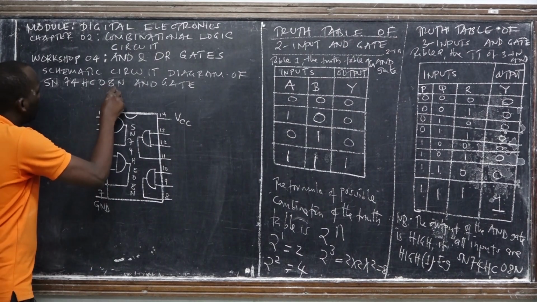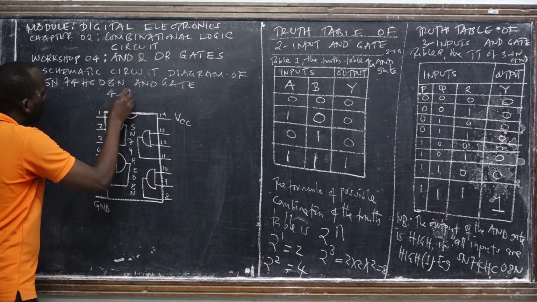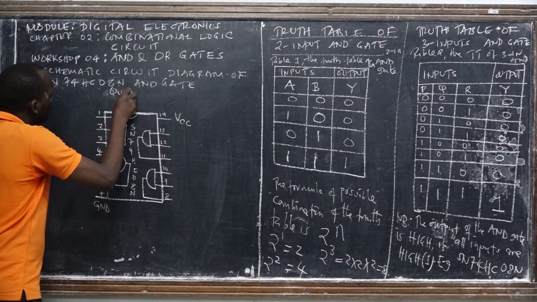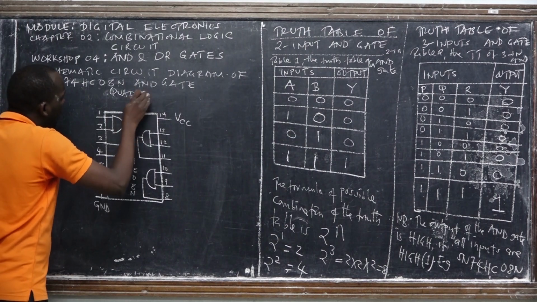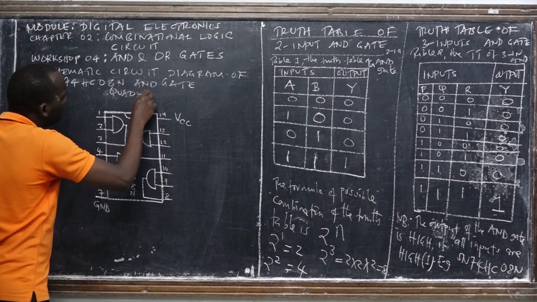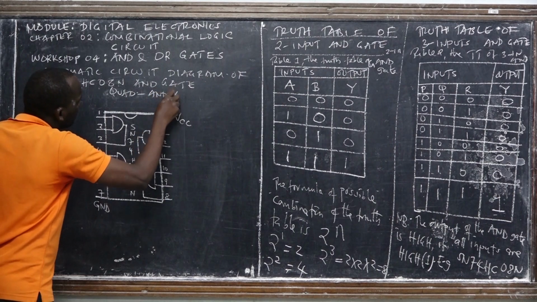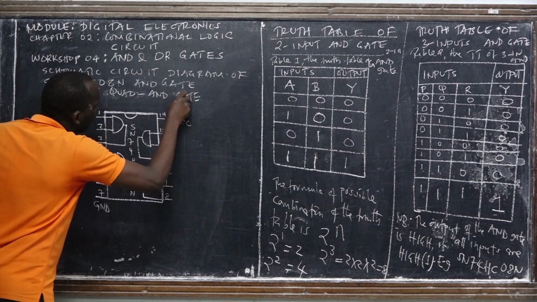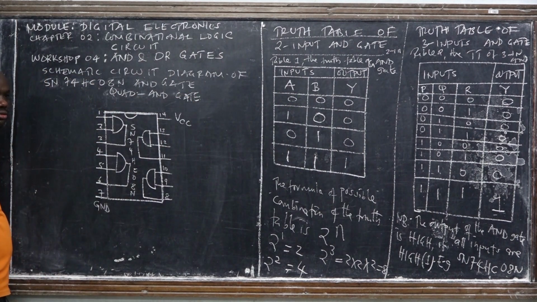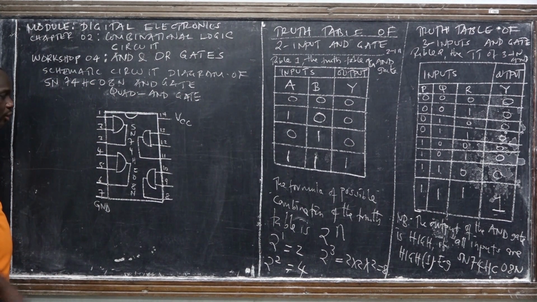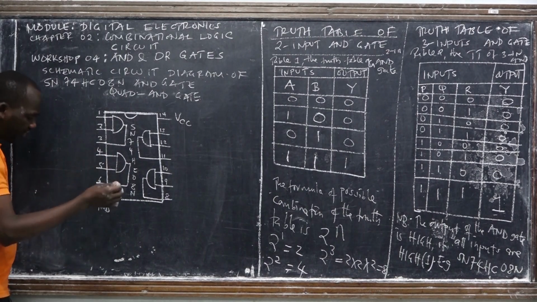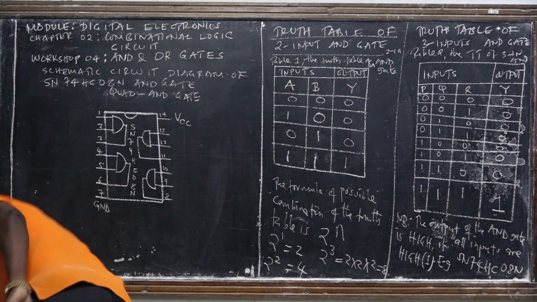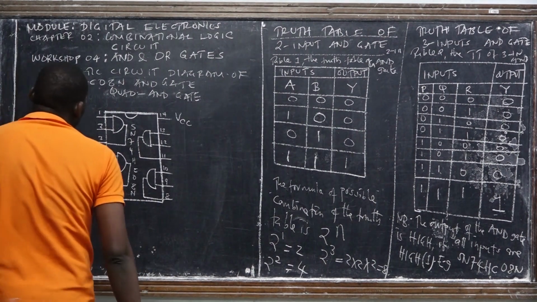So this one we call a T quad, quadrature, or quad AND gate. The word quad means 4, and comes from the word quadrature. So within the single integrated circuit, we have 4 AND gates.